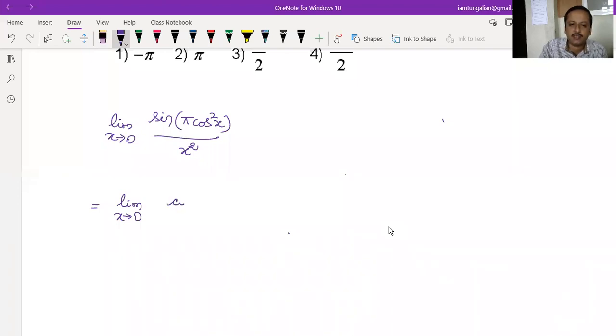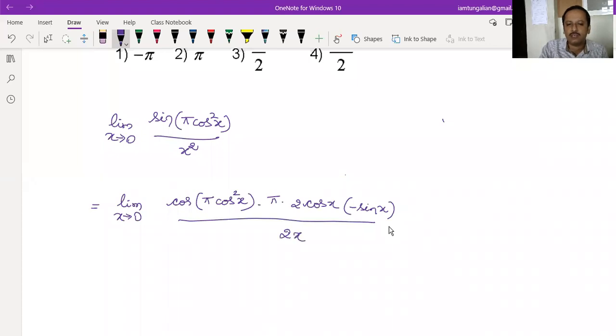Derivative of this is cos pi cos square x into pi into derivative of cos square x, which is 2 cos x into minus sin x, divided by derivative of x square, which is 2x. This 2 will cancel. And now you observe this sin x by x. As x approaches 0, sin x by x can be written as 1.